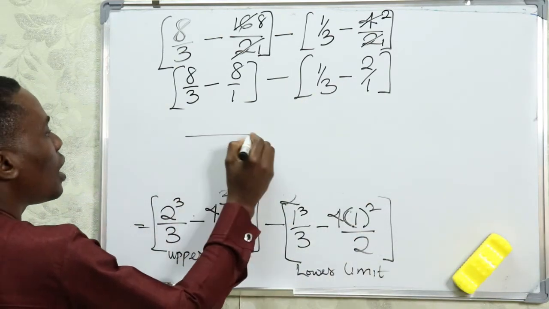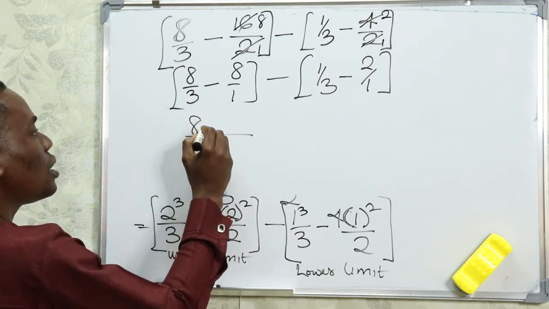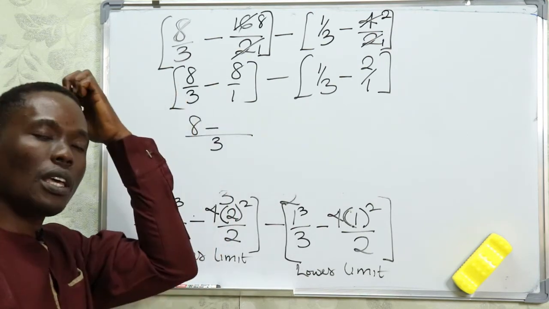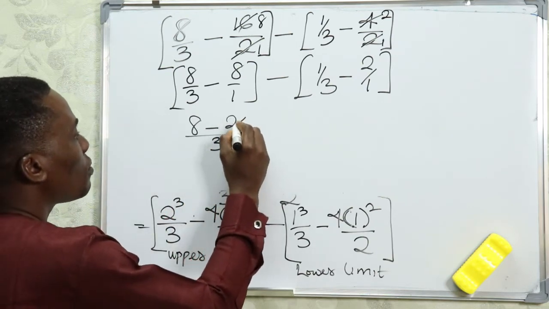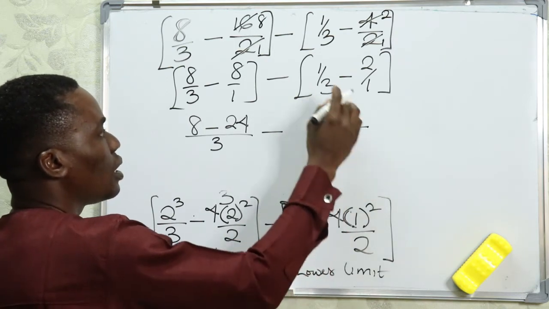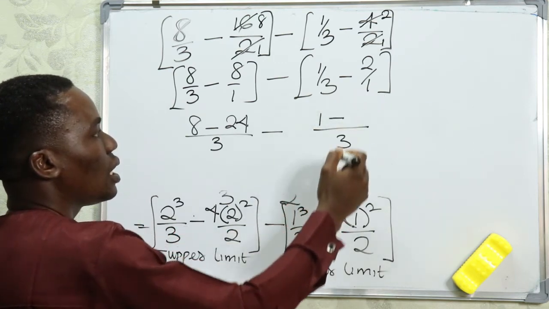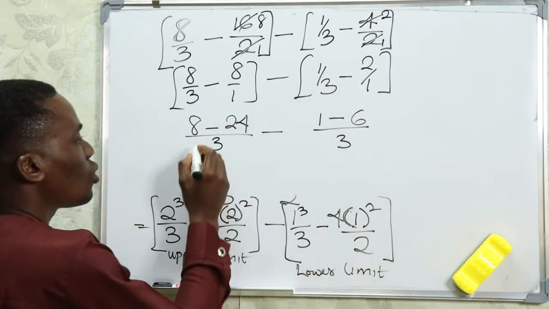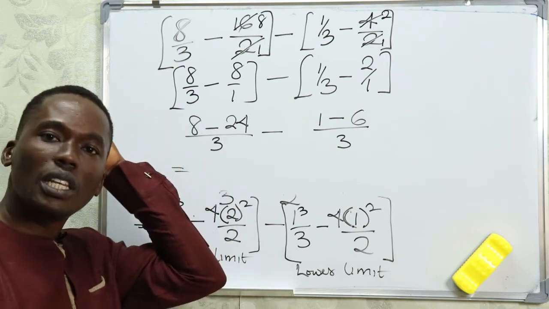When we simplify further, 3 divided by 3 is 1, 1 times 8 is 8, minus 3 divided by 1 is 3, 3 times 8 is 24. So we'll have 24 here. Minus, we'll have 3 as our LCM here. 3 divided by 3 is 1, this will give us 1, minus 3 divided by 1 is 3, 3 times 2 is 6.